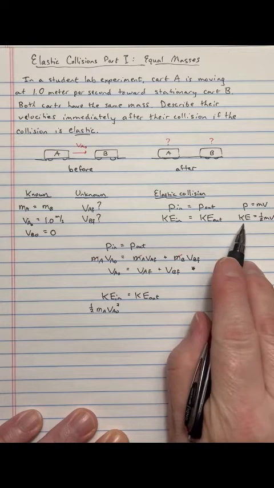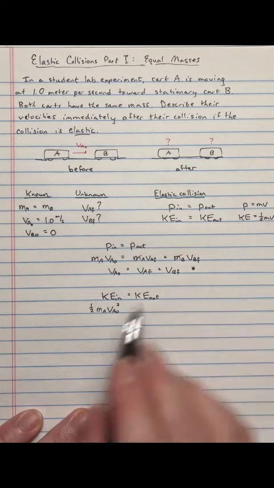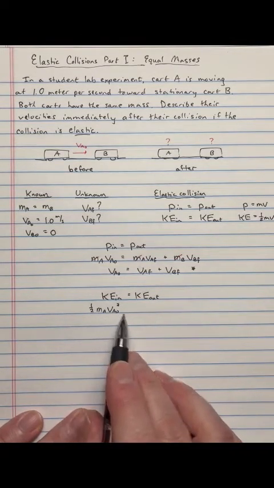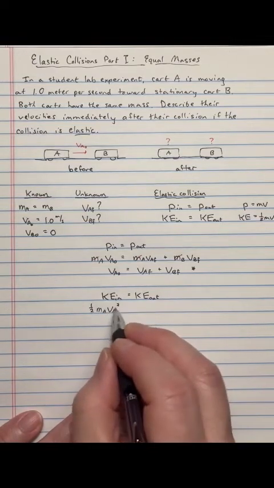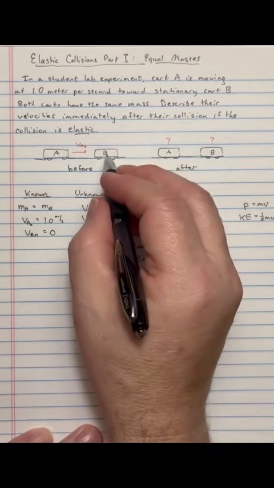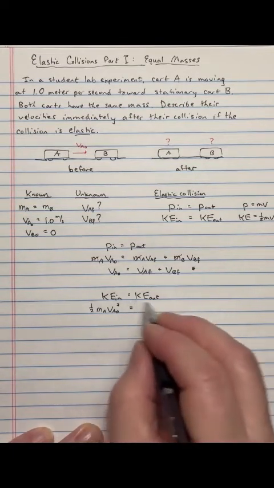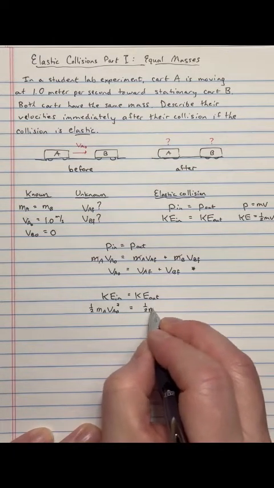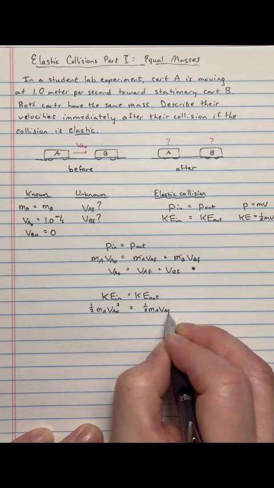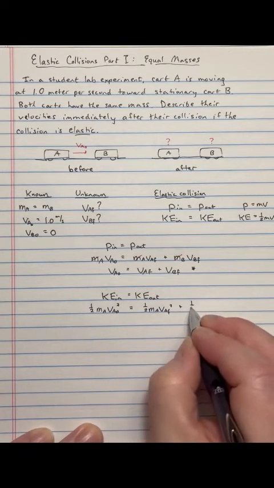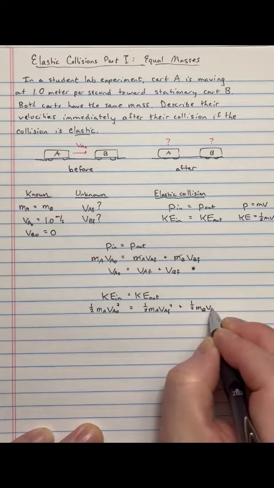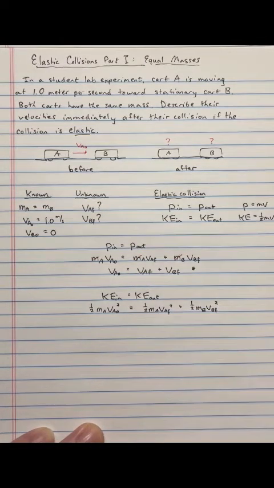Kinetic energy in general is 1/2 mv squared. So here it is applied to the specific cart. Again, for this case, cart B is not moving to start with, so no kinetic energy for cart B to begin. After the collision happens, it's 1/2 MA VAF squared plus 1/2 MB VBF squared, like this.